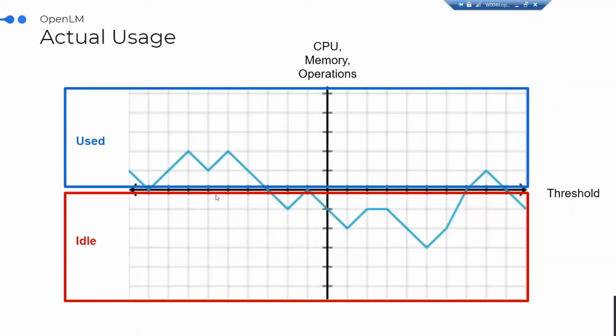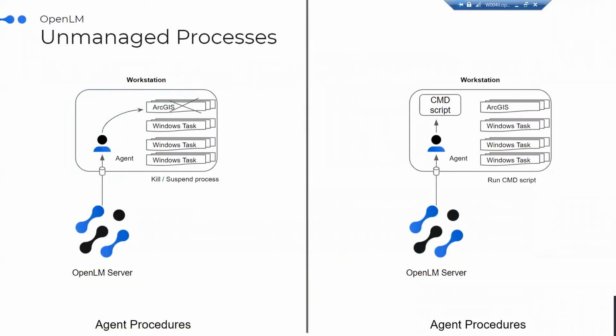So you get the same actual usage extension with this one. You can tell if the application is being used or not. We're going to go over soon how it does that. And it has two options. With agent procedures, it can either just kill the application outright once it's idling for too long, or just suspend the process.